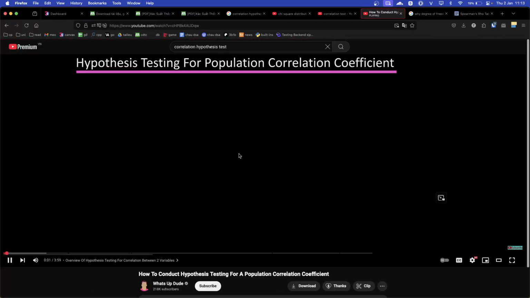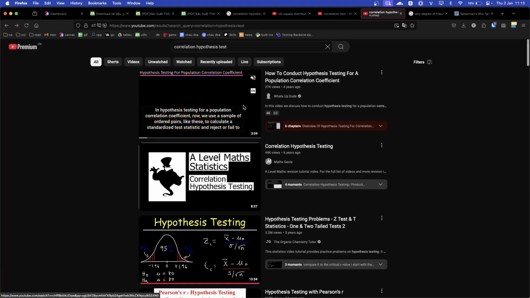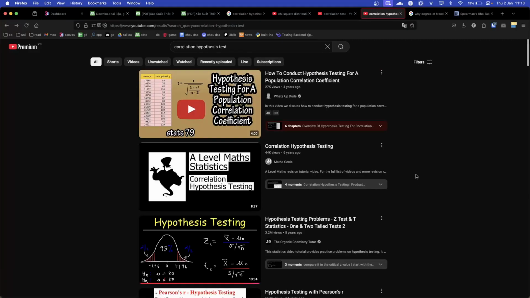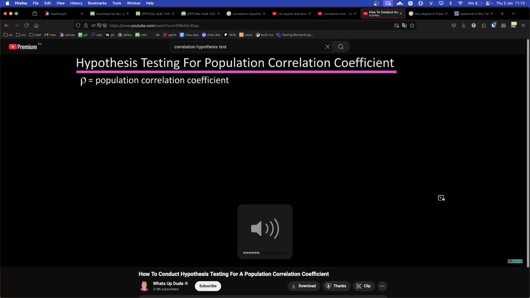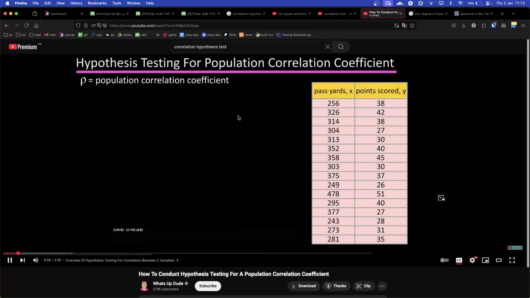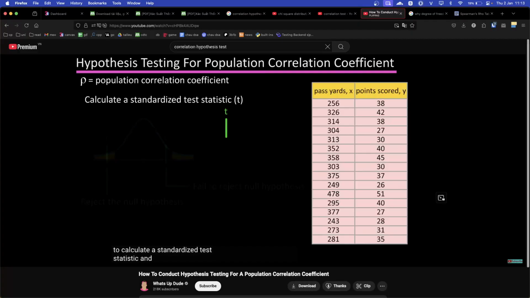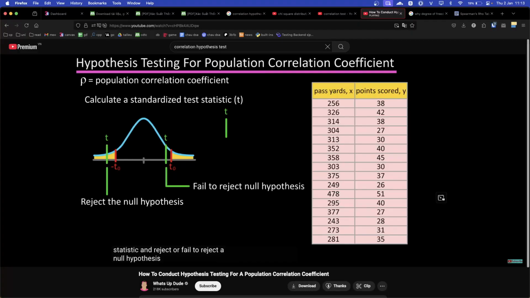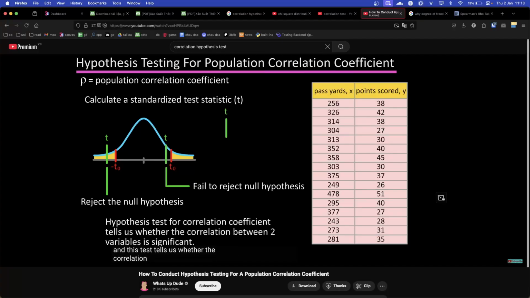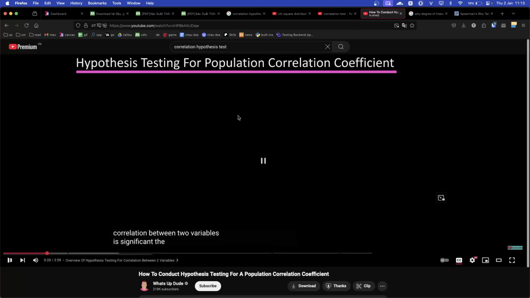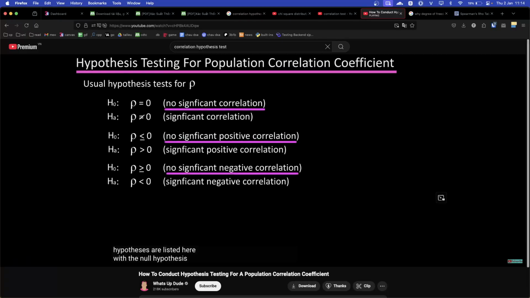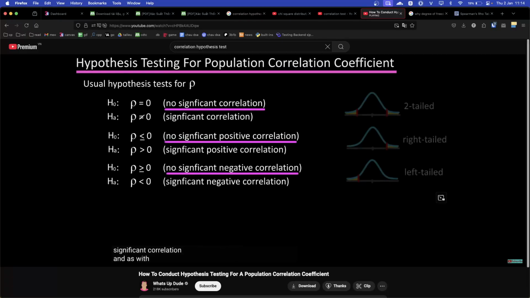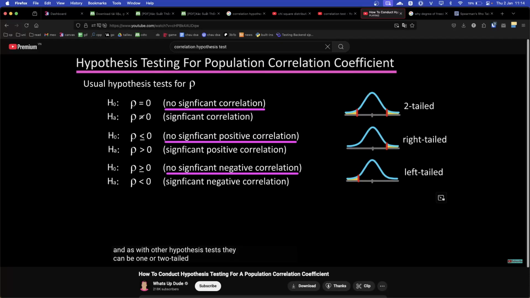In hypothesis testing for a population correlation coefficient, rho, we use a sample of ordered pairs, like these, to calculate a standardized test statistic and reject or fail to reject a null hypothesis, depending on whether that test statistic falls in a rejection region. And this test tells us whether the correlation between two variables is significant. The usual pairing of hypotheses are listed here, with the null hypothesis representing no significant correlation. And as with other hypothesis tests, they can be one or two-tailed tests.